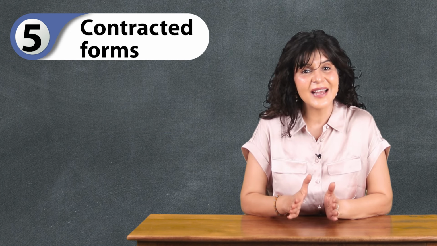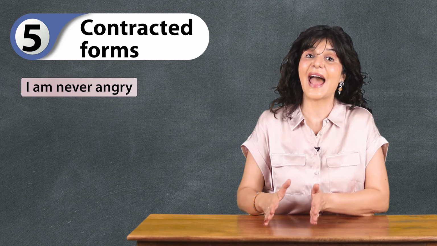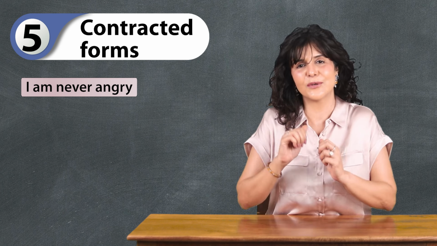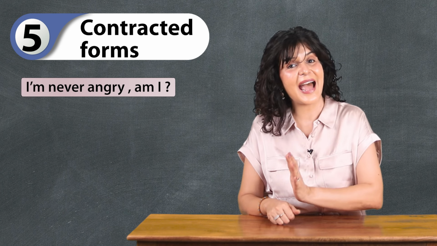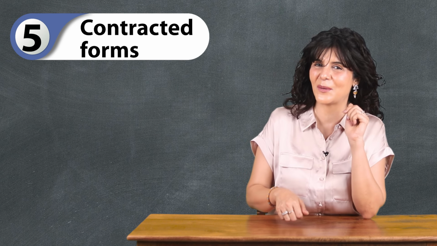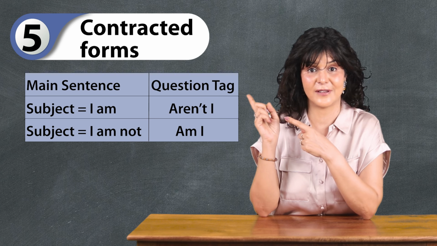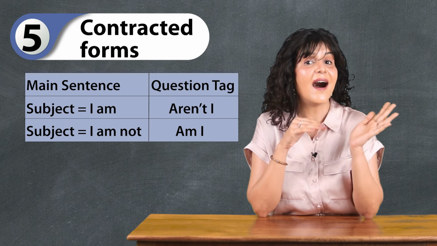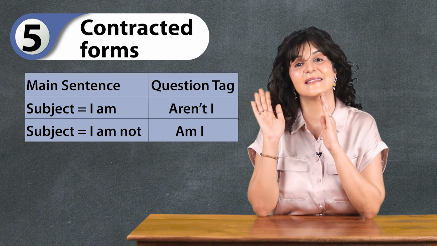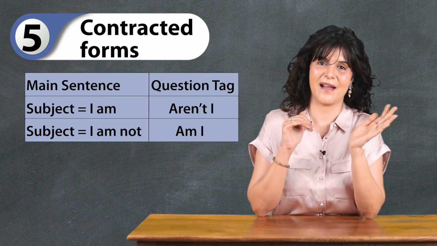But what happens if the sentence is negative? Like, I am never angry. How are we going to put a question tag here? It would be, I'm never angry, am I? So this is becoming quite easy for you. Just take screenshots here for your reference. If the main sentence has I am, the question tag has aren't I. If the main sentence has I am not, the question tag has am I.